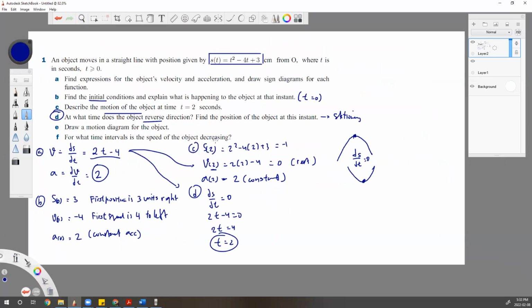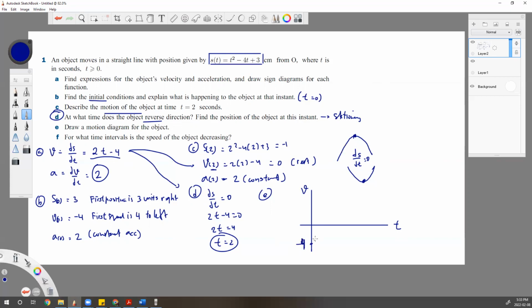So the motion diagram will be like this, the S and T, right? So it is changing the direction. Oh, the V and T, sorry. Motion means the movement, V and T. So when T equals 0, the V is negative 4. It starts from here, right?